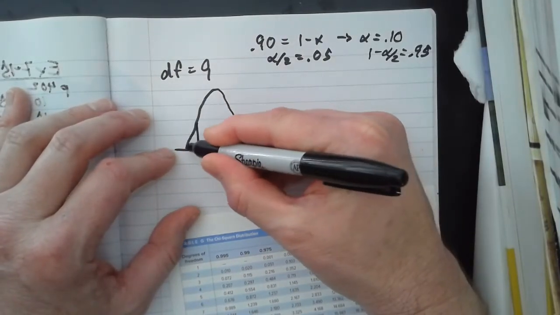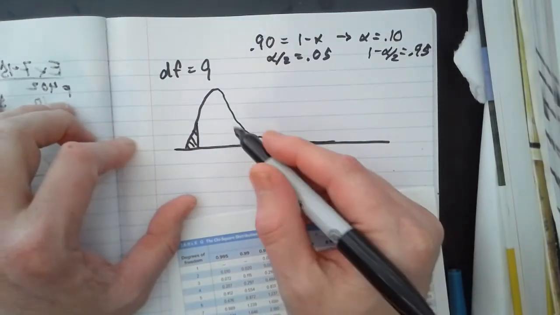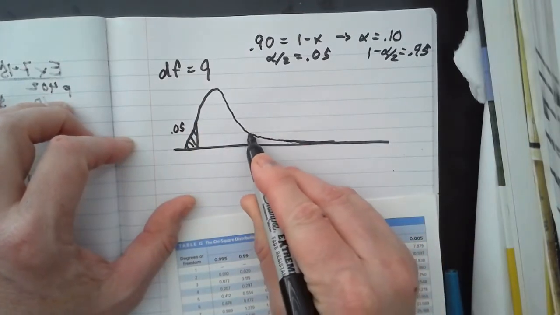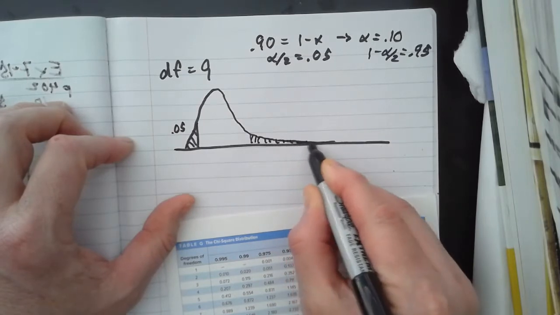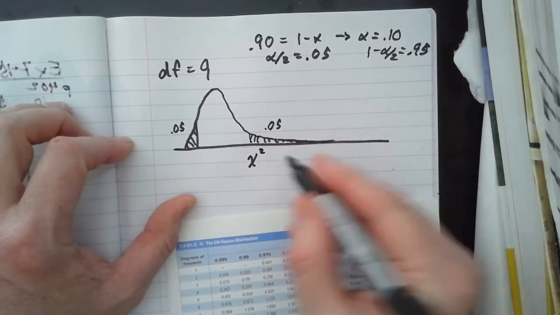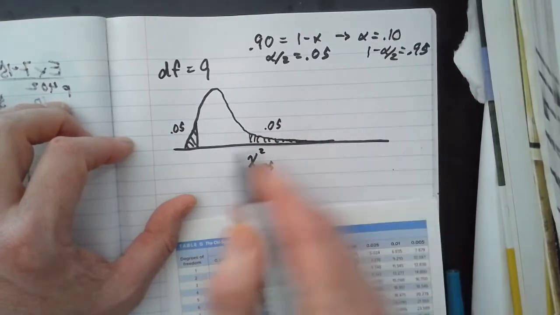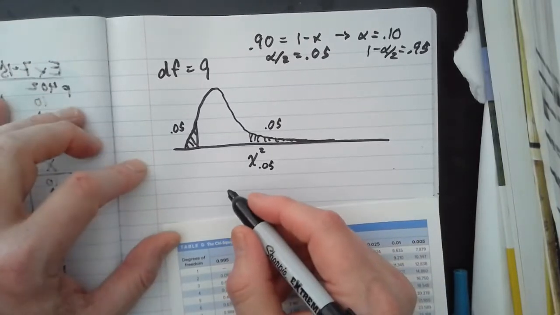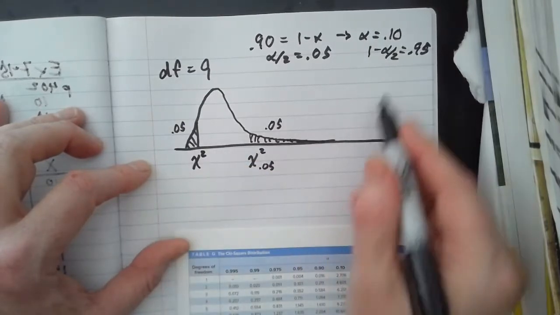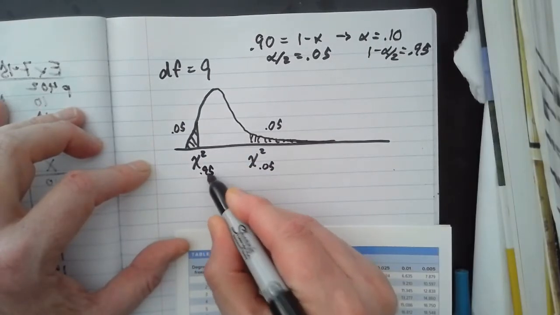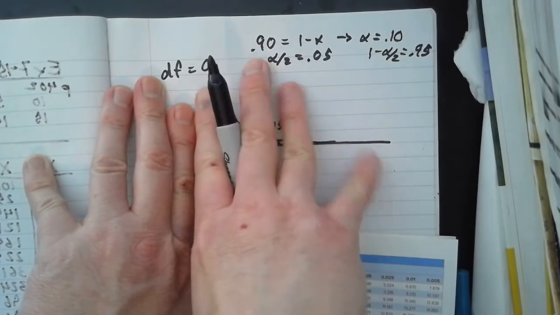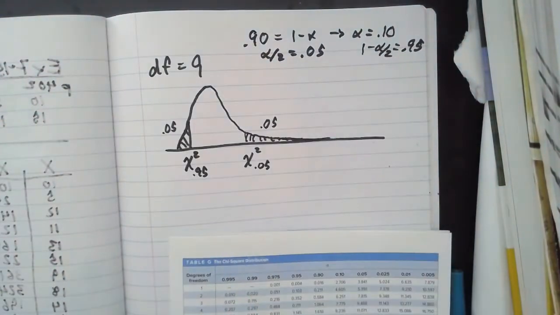So on this side, this area on the left is 0.05. On the right-hand side, we're also going to have 0.05. Remember the chi-squared is the right side area, so these are going to match up. And on the other side, this is going to be the chi-squared 1 minus alpha over 2, or in other words, 0.95. That's the area in that direction, which means the area on the other side is 5%.